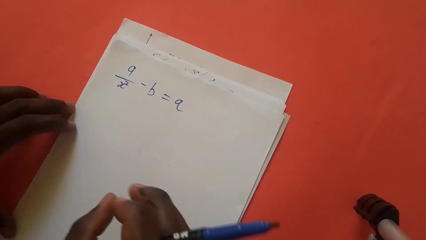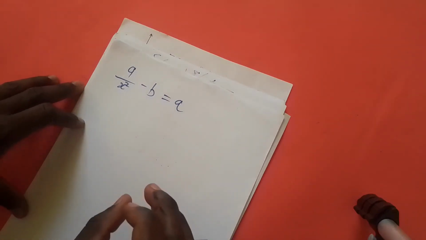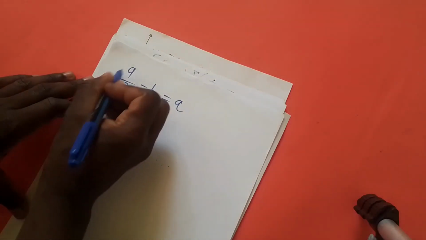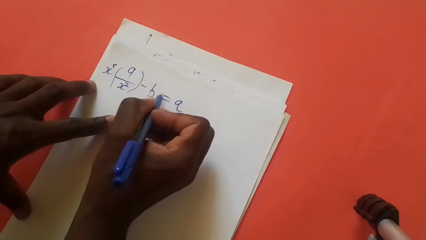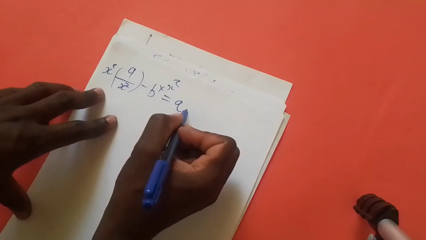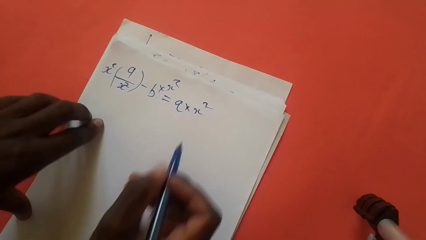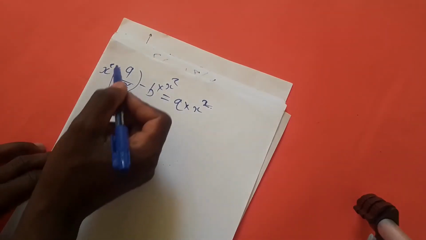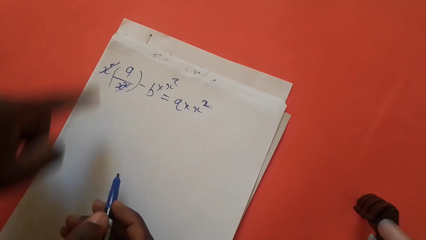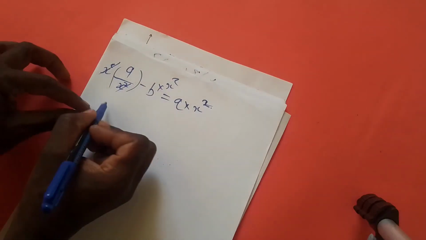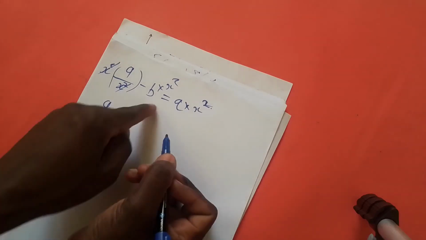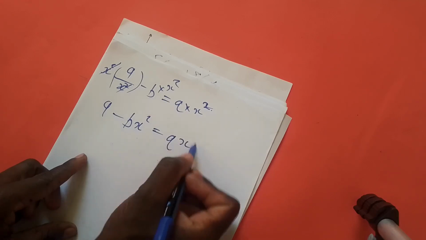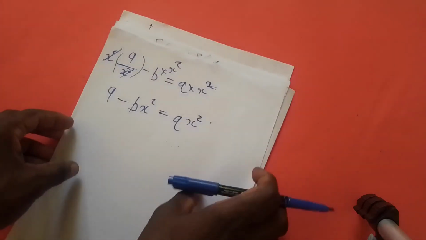So the first step we're going to want to do is to multiply each and every term in this expression by x squared in order to remove x squared from the denominator, right? So multiply by x squared here, b times x squared, then q again times x squared. Each and every term is being multiplied by x squared. So x squared will cancel x squared, and the first term in the expression will now be 9 minus b times x squared is bx squared, minus bx squared equal to qx squared, right? I hope I have everyone in.